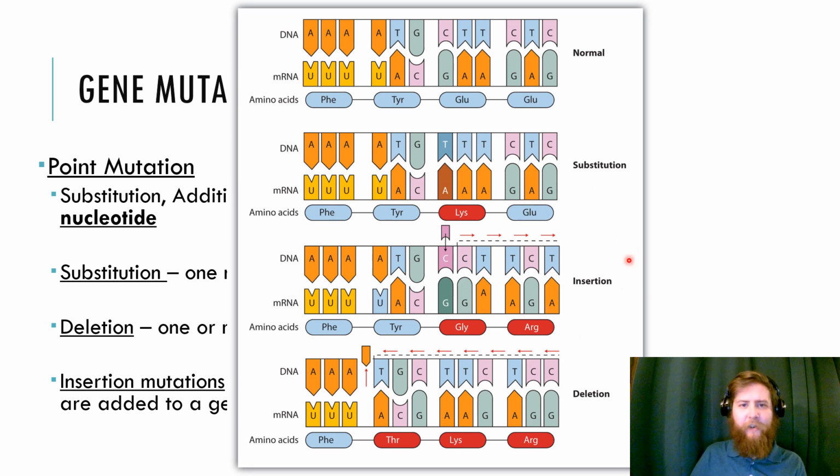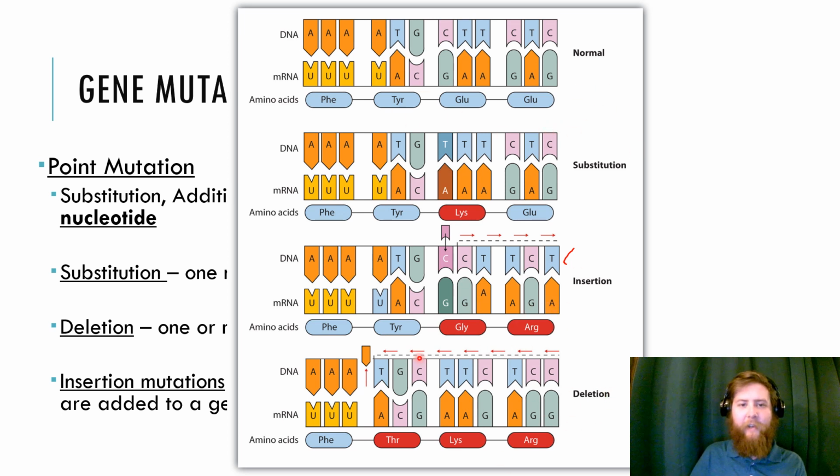In an insertion, we are adding another C in here. So now instead of CTT, it goes CCT, TCT. And this other C is displaced over here somewhere. Probably right there. So this not only changes one, but changes 2. Changes this one here to glycine and this one to arginine, which is a lot different than this original one.